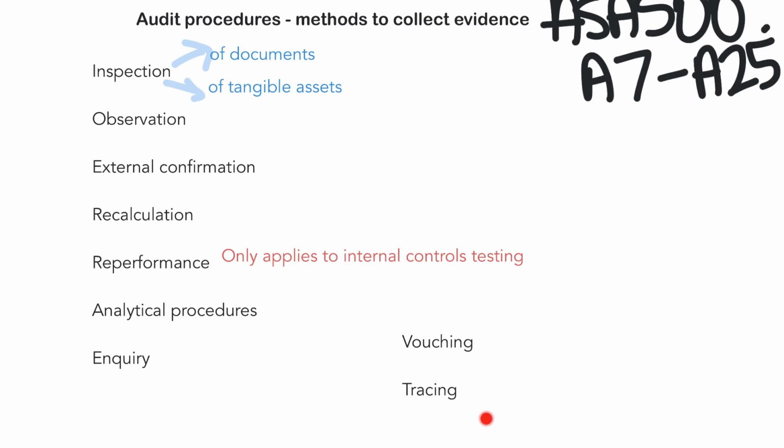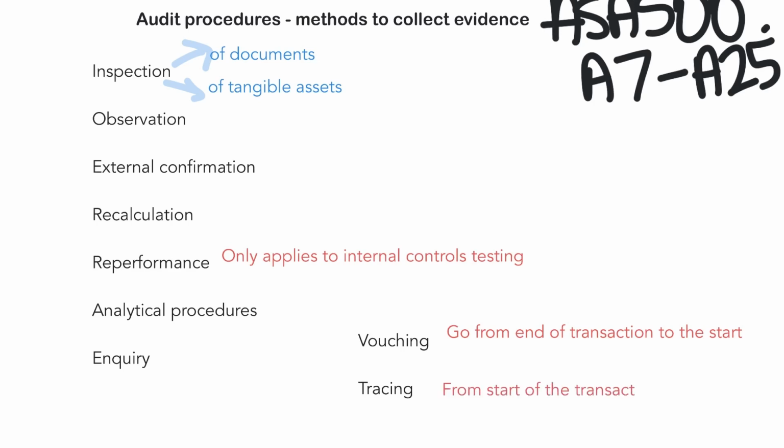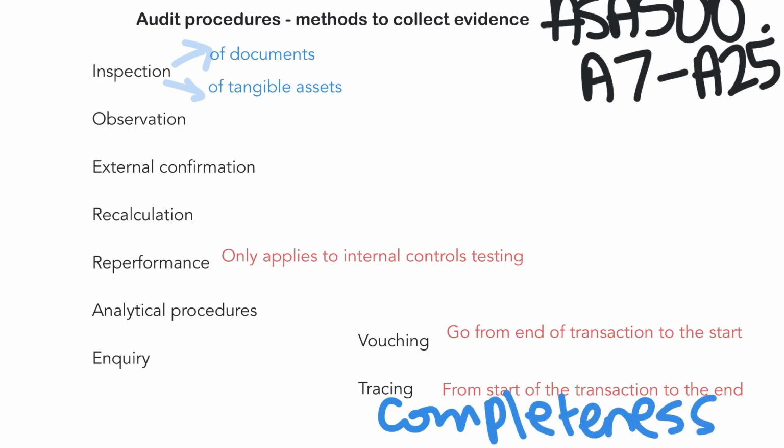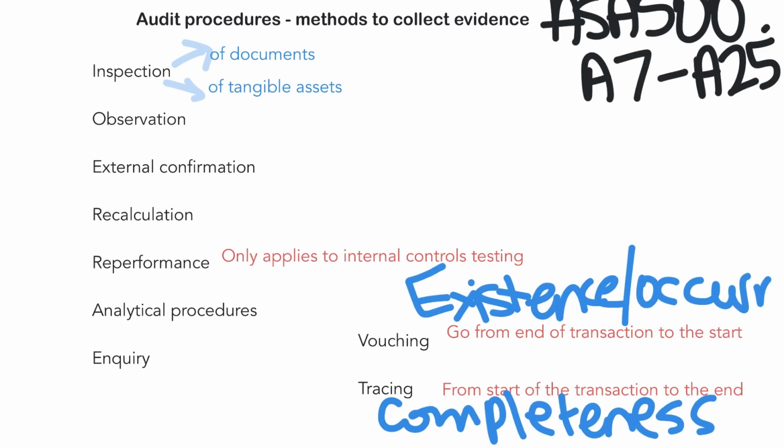Vouching and tracing. And these are really important because vouching is at the end of the transaction. So you go from the end of the transaction to the start. So you work backwards. All right. And the thing with vouching is that it's a great test for existence and occurrence. Then we also have tracing. And tracing is when you go from the start of the transaction to the end. And tracing is a really great procedure to help us with completeness.